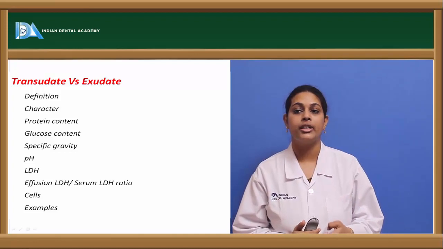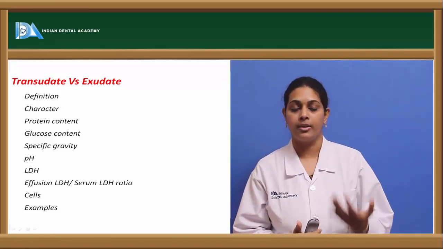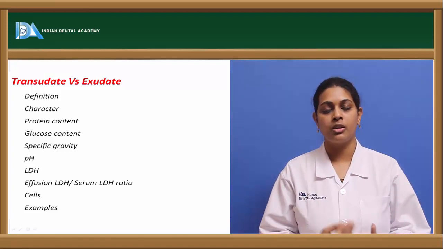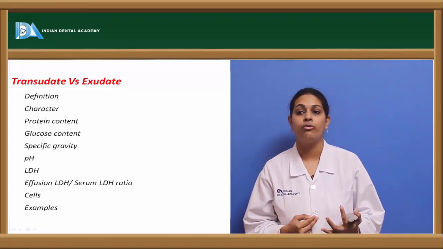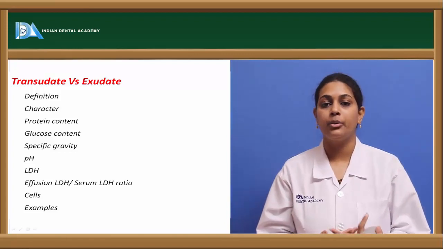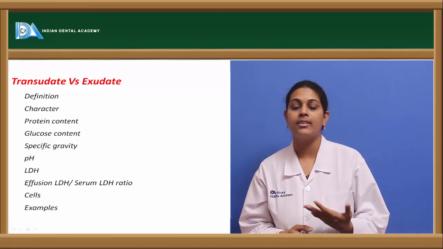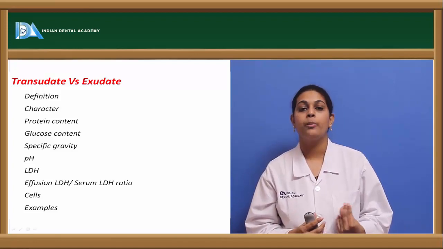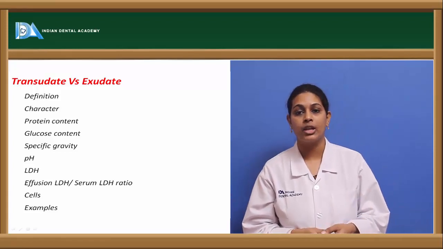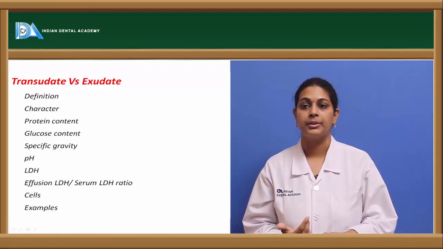Coming to the protein content, transudate usually has a low protein content, which might measure less than 1 gram per deciliter, and the protein in transudate is mainly albumin and low fibrinogen. Whereas in exudate, the protein content is high, which measures 2 to 2.5 grams per deciliter, and it usually contains increased fibrinogen as well as other coagulation factors.